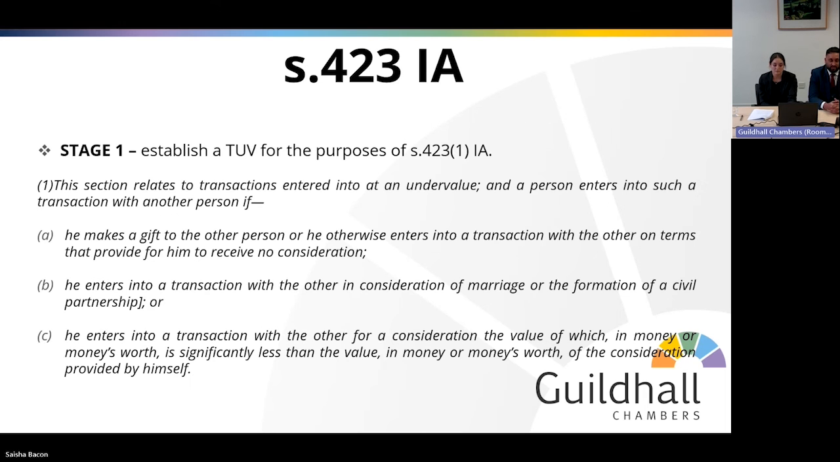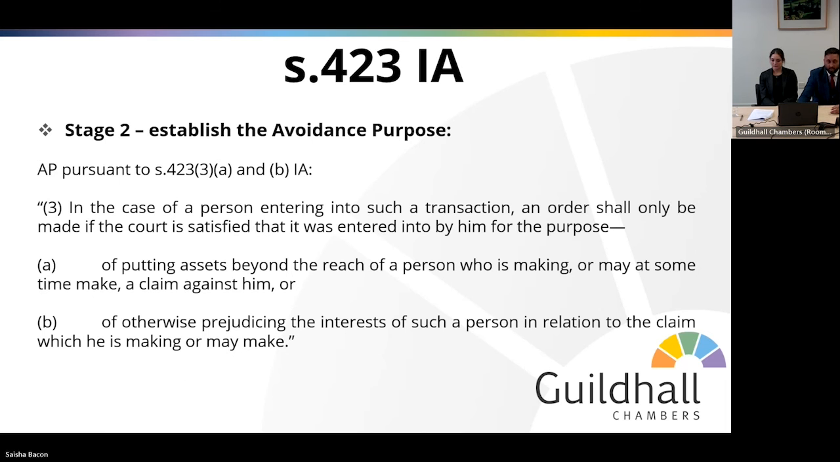The reality is that there's a trade-off, because one has to establish the avoidance purpose, which I'll come on to in just a moment. But your first stage is to establish a TUV. If you haven't got a TUV, then your 423 case isn't going anywhere. So that's the first stage. What you then have to establish is the avoidance purpose, which is set out here at 423(3)(a) and (b). So in the case of a person entering into such a transaction, an order shall only be made if the court is satisfied that it was entered into by him for the purpose of putting assets beyond the reach of a person who is making or may at some time make a claim against him, or of otherwise prejudicing the interests of such a person in relation to the claim which he is making or may make.